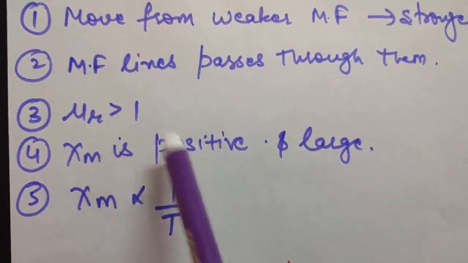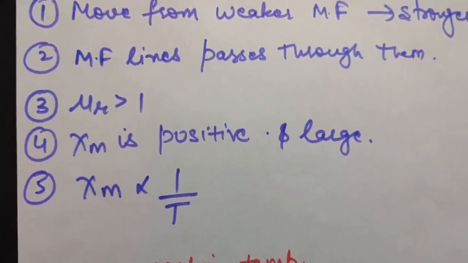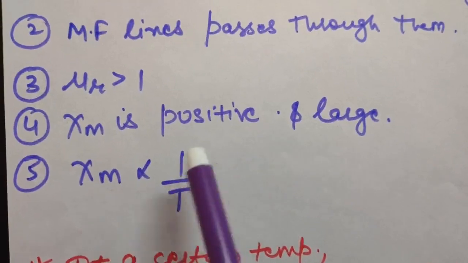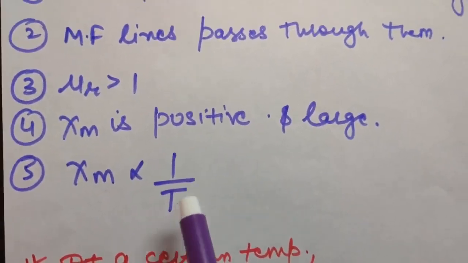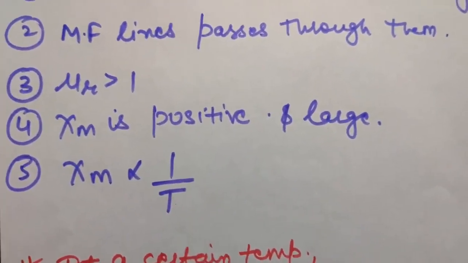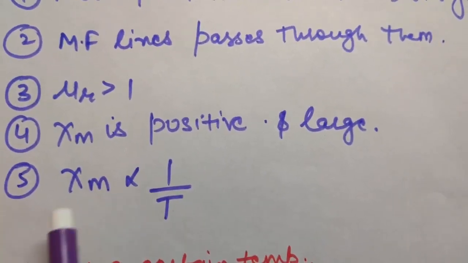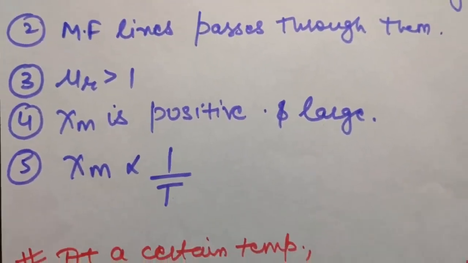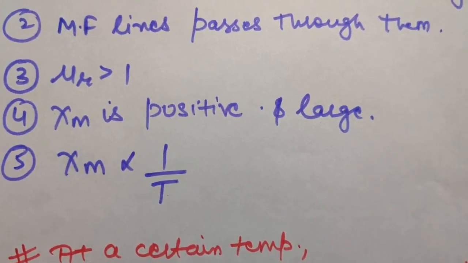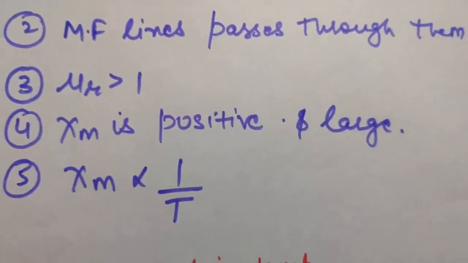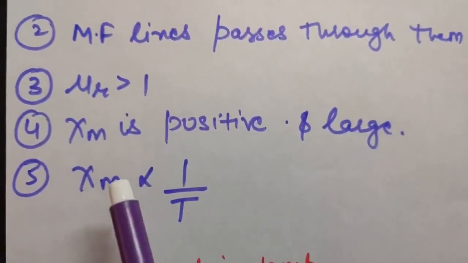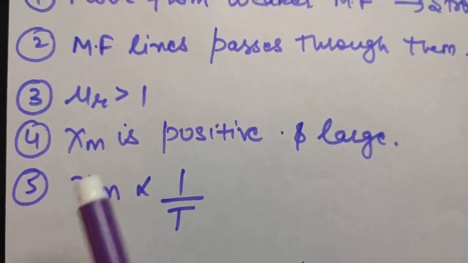The explanation is the same as I have told you for the other 2 substances. And chi m is inversely proportional to temperature for ferromagnetic substances as well. So what happens if I decrease the temperature? Chi m will go on increasing. Or if I increase the temperature, chi m will go on decreasing.